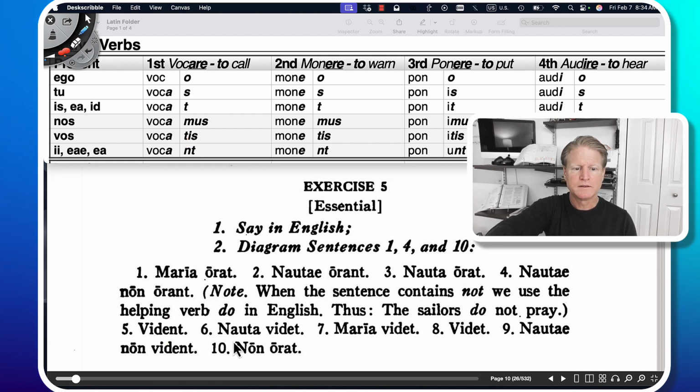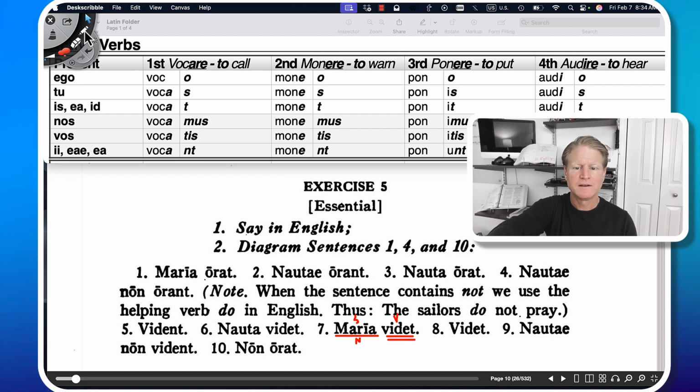All right. Number 6, nauta, subject of the sentence, nominative case. What's he doing? Videt, verb. Nauta videt. The sailor sees. Number 7, Maria, subject of the sentence, nominative case. What is she doing? She's seeing, videt. Some people in the restored classical pronunciation will say videt.